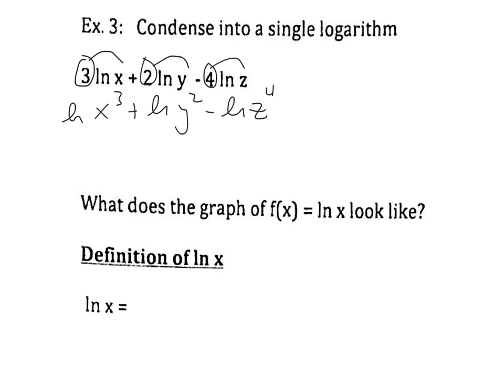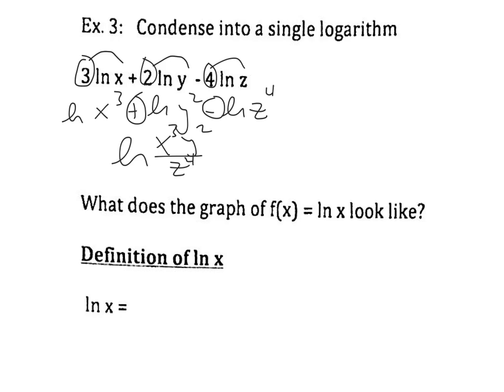And now we want to condense all these. Well, I see addition, so that means multiply. And I see subtraction, that means divide. So I'm going to have ln of x cubed times y squared divided by z to the fourth. Notice all those operations occur in the argument, inside of the log. I'm not dividing the whole log by z to the fourth. And that's something to keep in mind.